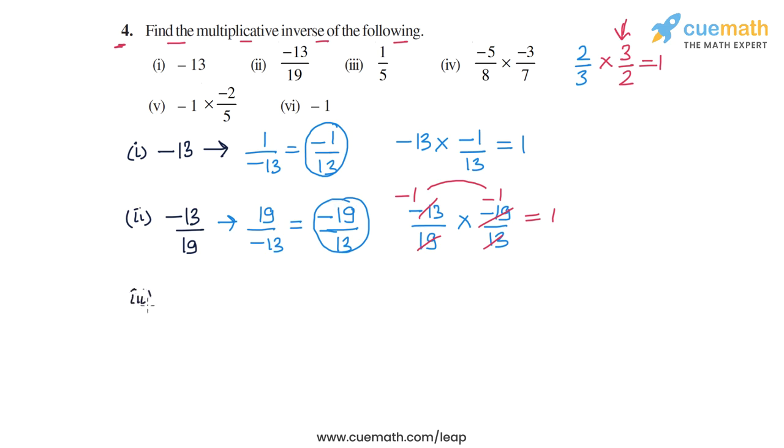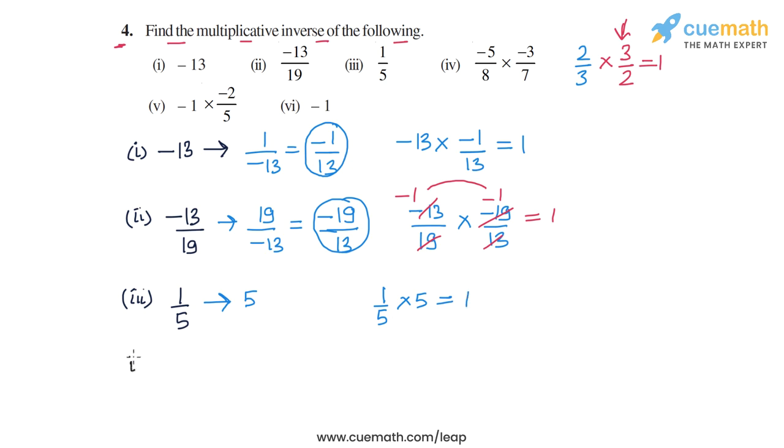Now in part 3, the number is 1 by 5. So the reciprocal of this, the multiplicative inverse, will simply be equal to 5, because 1 by 5 into 5 will be equal to 1.